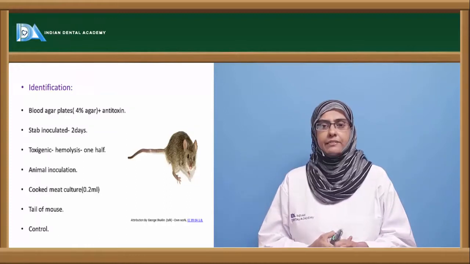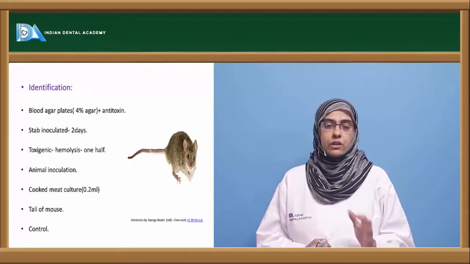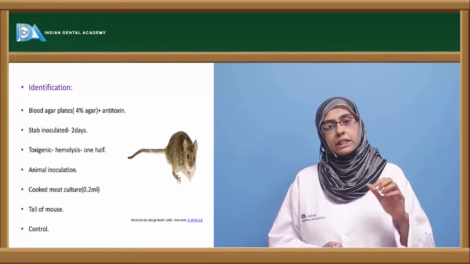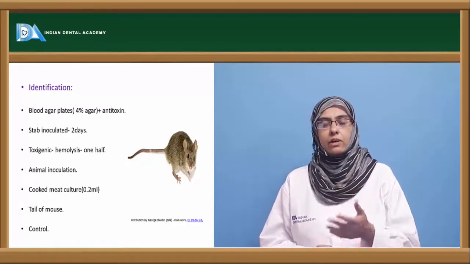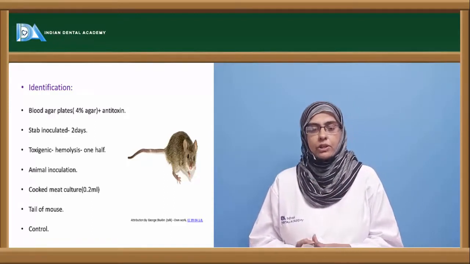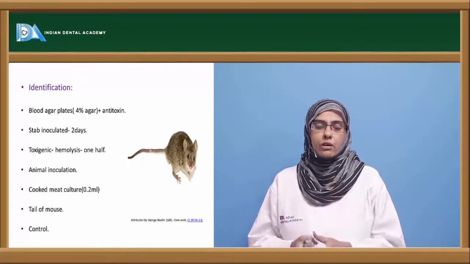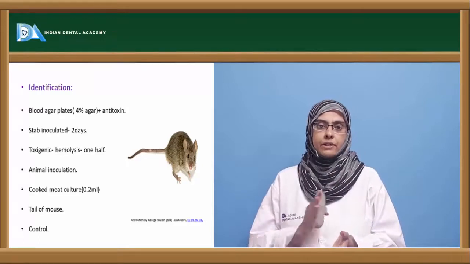Now coming to the identification of the organism that is usually producing the toxin. Now we know that the organism has little invasive power, but it is the toxin that is mostly active in nature and involved in the pathogenesis of the disease. So you can identify the organism that is producing the toxin by inoculating it again onto a blood agar media, which is divided into two portions.